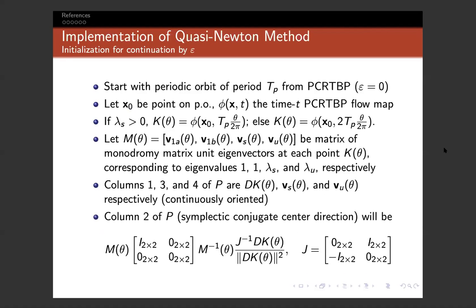So now, of course, we want to use this method for computing tori. So we use this method when we're doing continuation by epsilon, right? So you start, of course, with the epsilon equals 0 system, which is the planar circular problem.